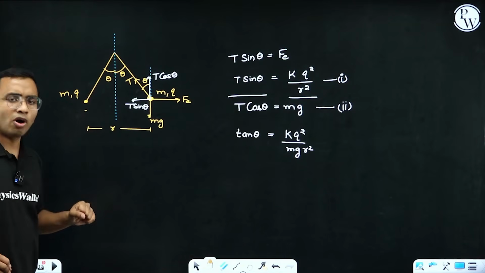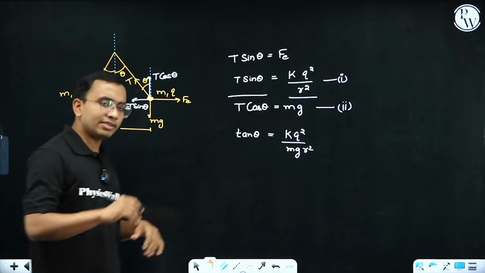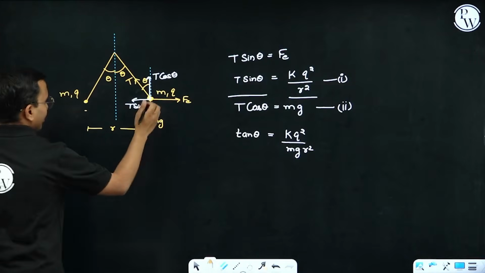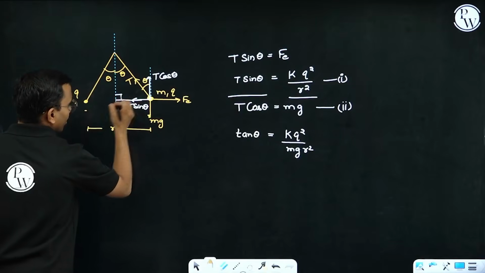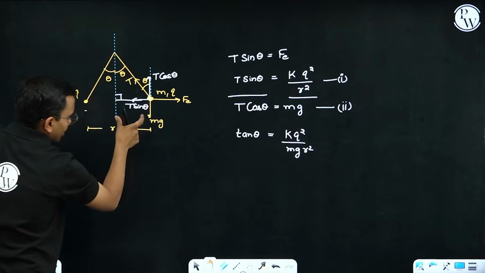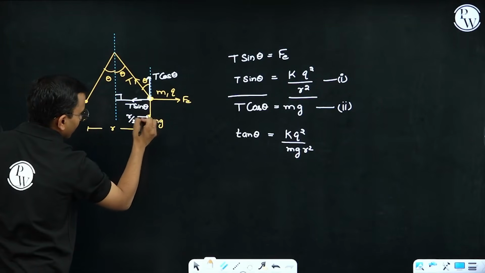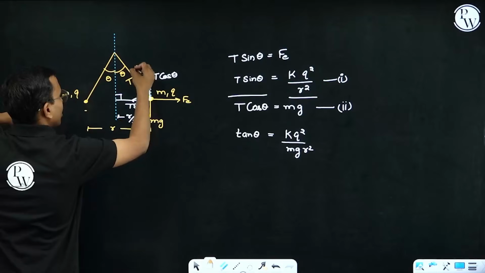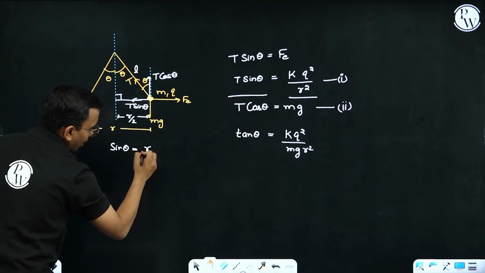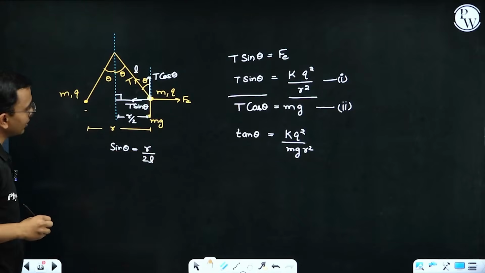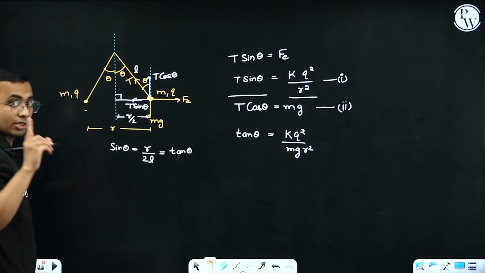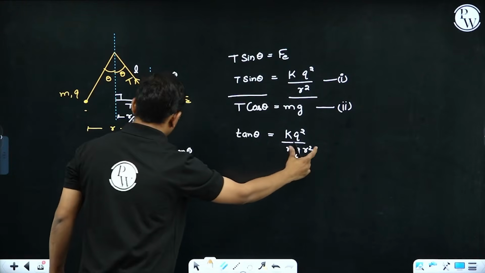This theta is very small. If theta is very small, sine theta is nearly equal to tan theta, and that is nearly equal to theta. You understand? So in this right angle triangle, if I ask you what is sine theta there, we know this distance is r by 2. This is L. So if I write sine theta, that is perpendicular by hypotenuse, so r by 2 by L. So this is my tan theta, nearly, for small theta. Now this tan theta I can put here, so this is r by 2L.